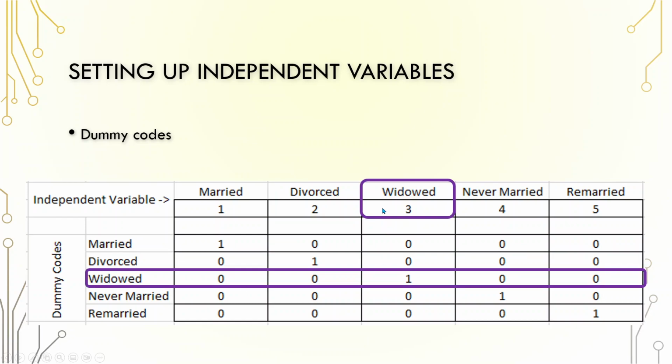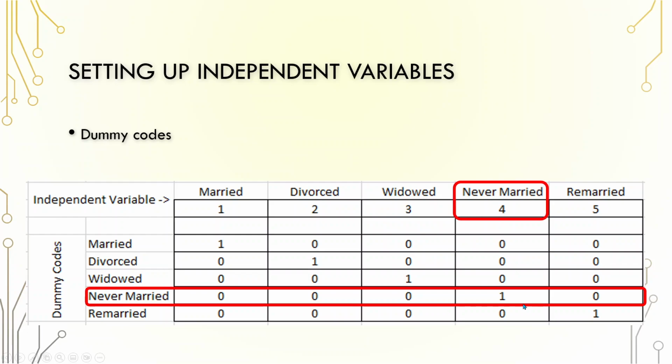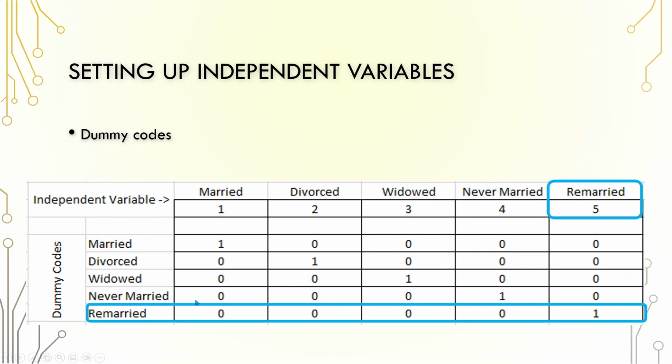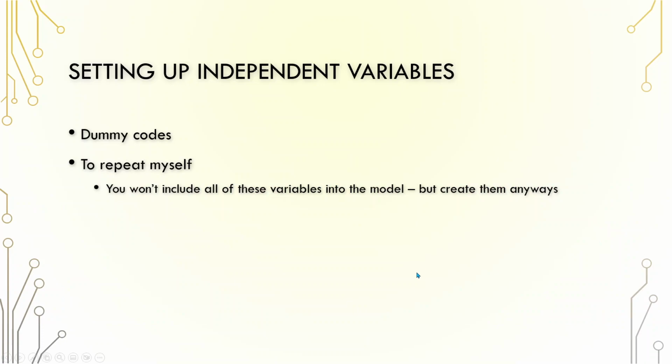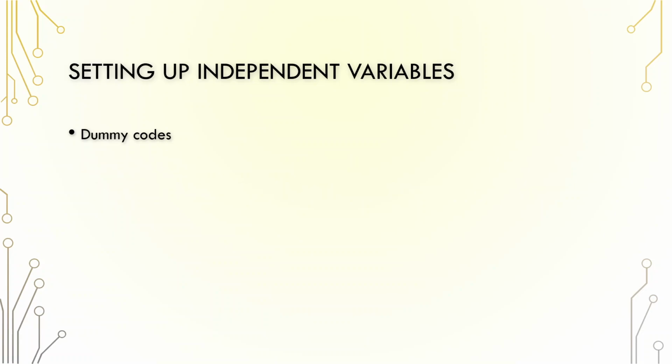So create a new variable called widowed. Everybody who was widowed, or scored a 3 on that original one, is going to be coded a 1. And everybody else, meaning the married, divorced, never married, and remarried, are all going to be coded a 0. And then I'm going to create a variable called never married and follow that same pattern, and one called remarried. So I'm ending up here with 5 new variables because I had 5 groups in that original marital status variable. To repeat myself, we're not going to end up using all 5 of those variables, but I want you to just go ahead and create them anyway. It's just a lot simpler process to go ahead and create them too.